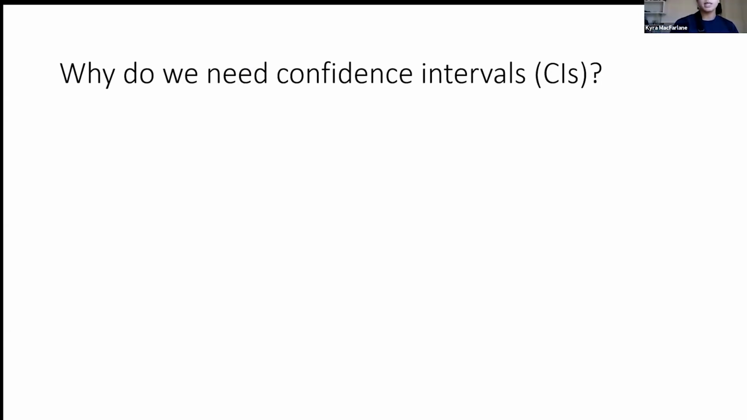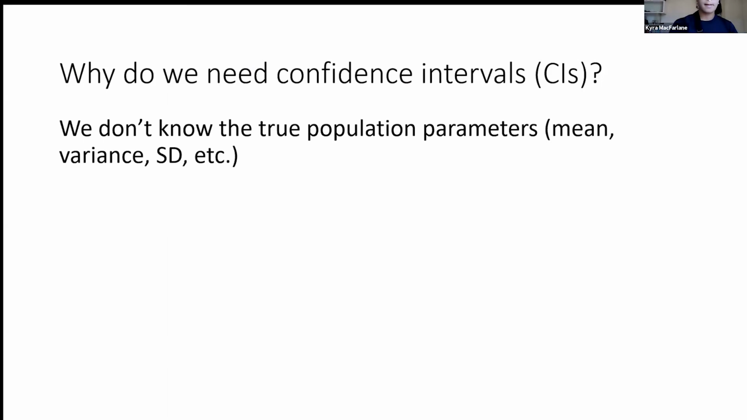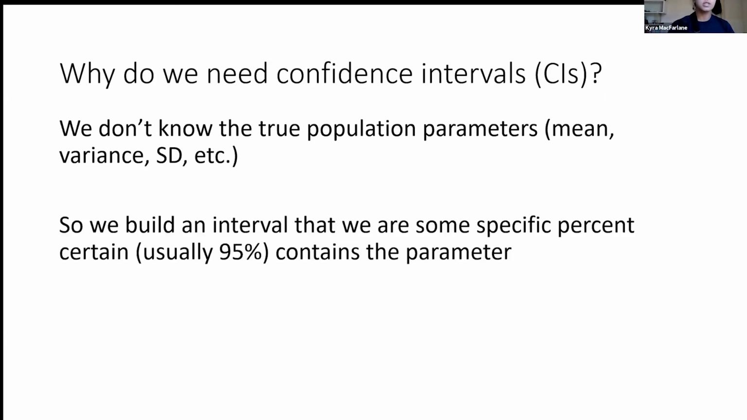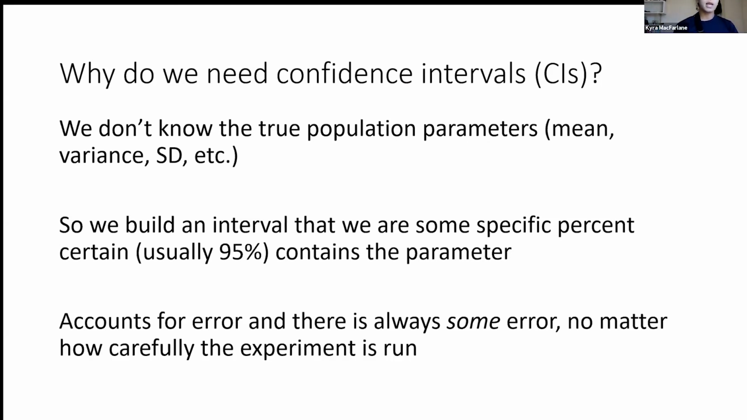So why do we need confidence intervals? We don't know the true population parameters: mean, variance, standard deviations. So we build an interval that we are some percent certain, usually 95%, actually contains the true population parameter. And it accounts for the error. It accounts for error, and there's always some error, no matter how carefully an experiment is run.